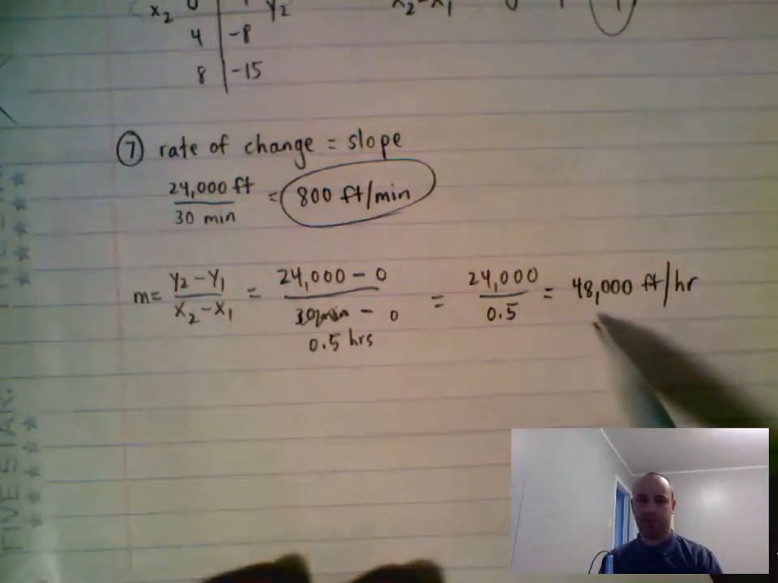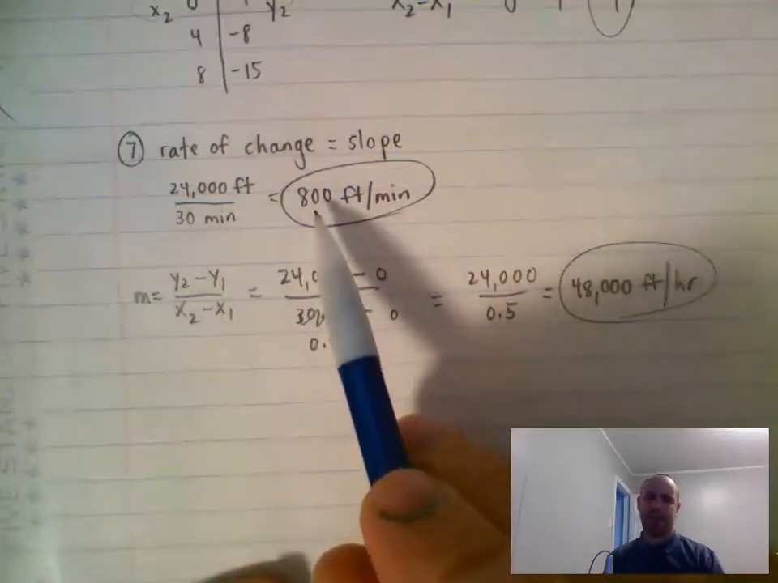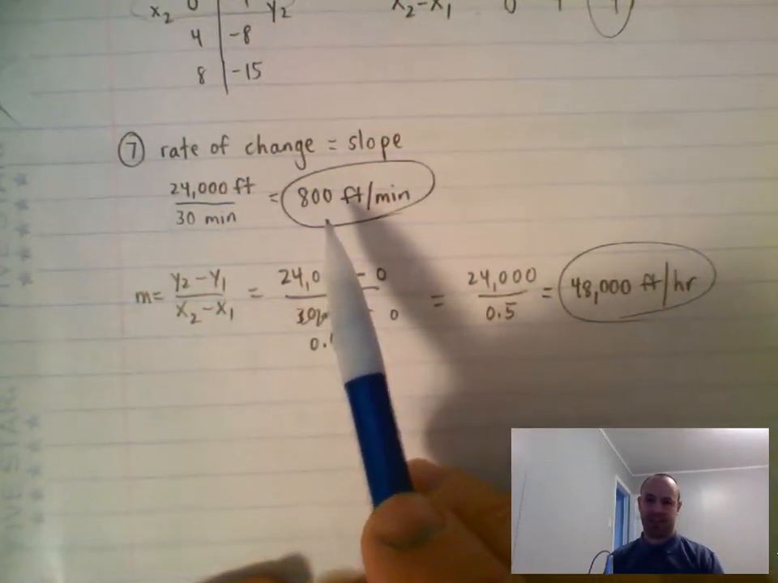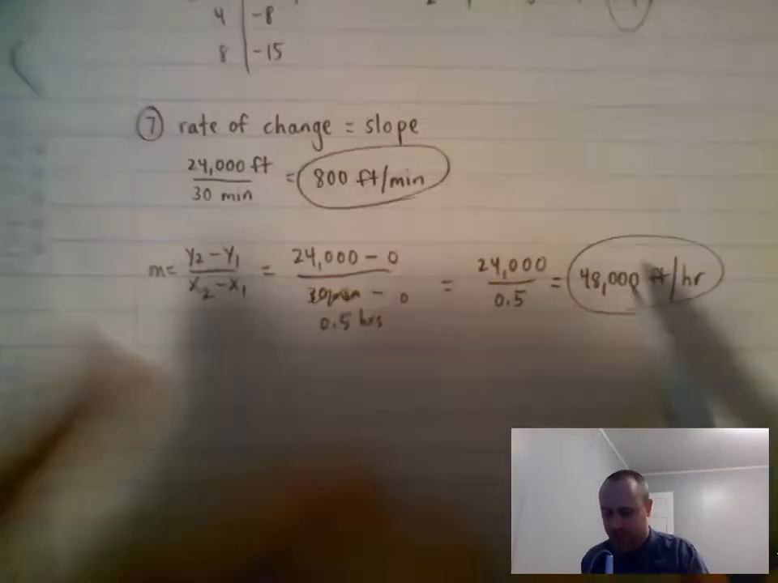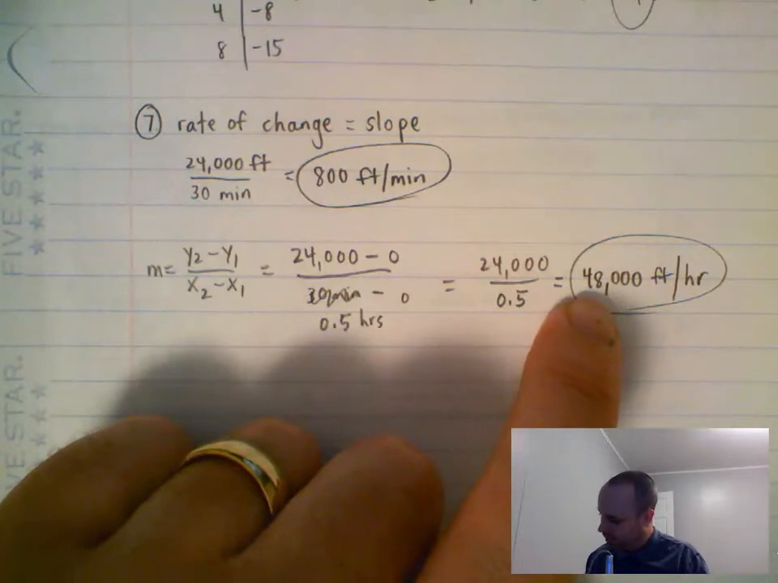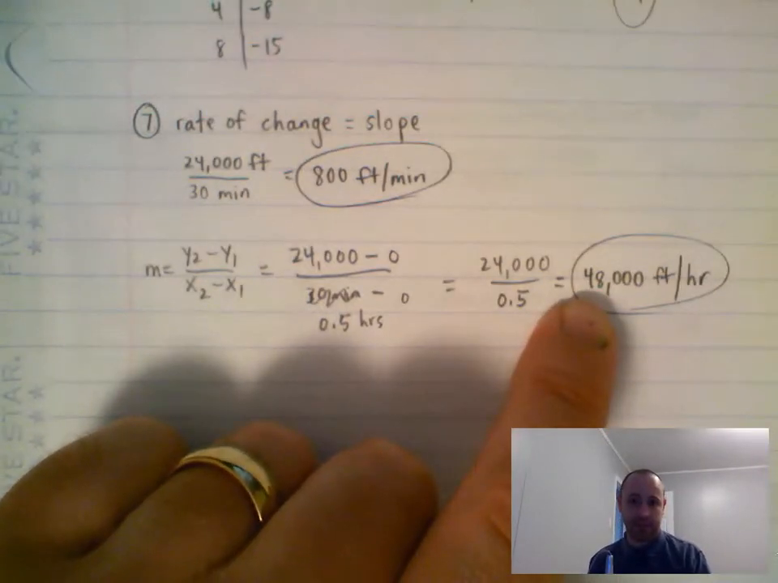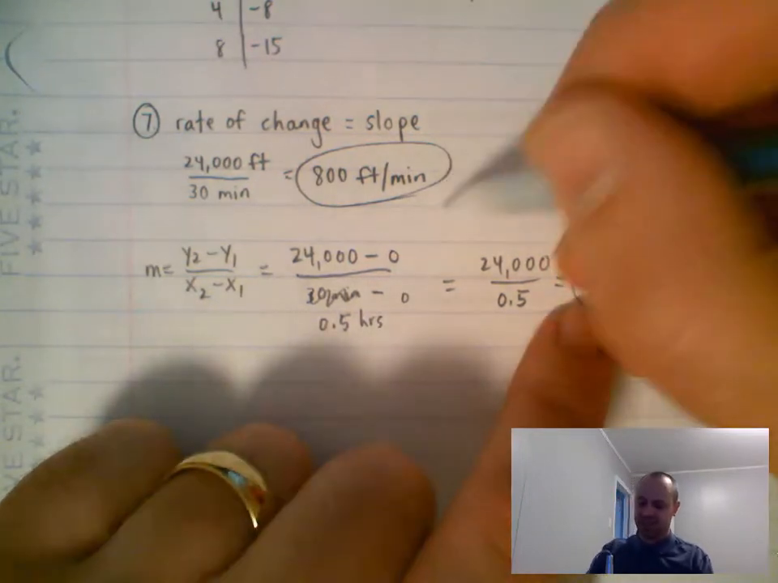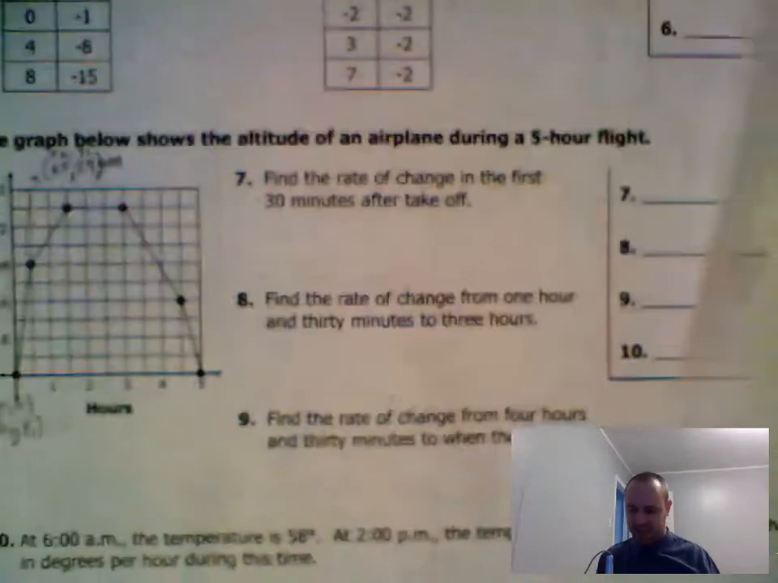Okay, so either 48,000 feet per hour or, I think, 800 feet per minute makes more sense. How many minutes are in an hour? There's 60, right? So if you took this number right here and divided it by 60, you're going to get that. So either one of those answers is acceptable. I like it this way, personally. All right, so that's 7.